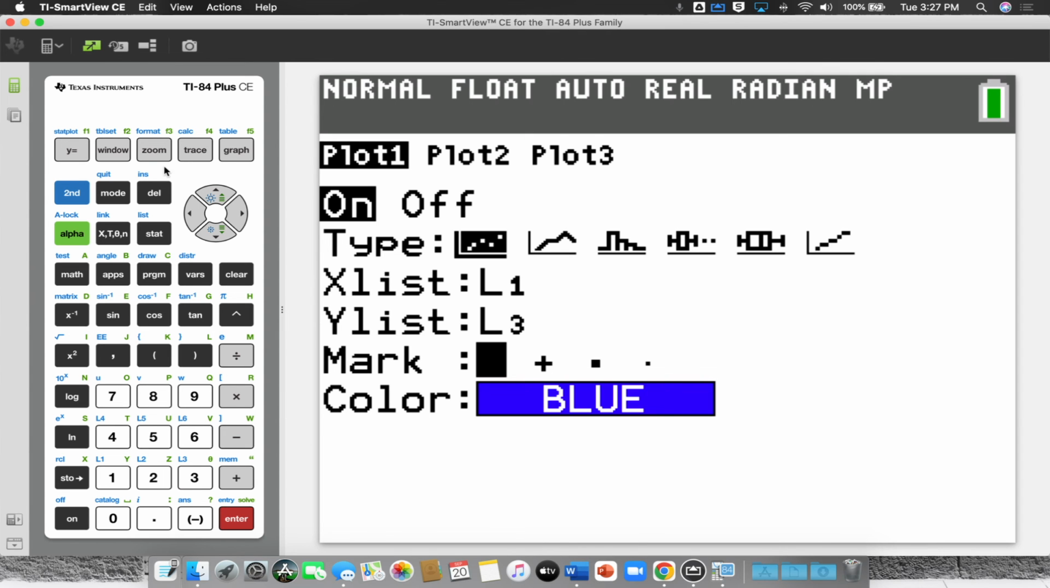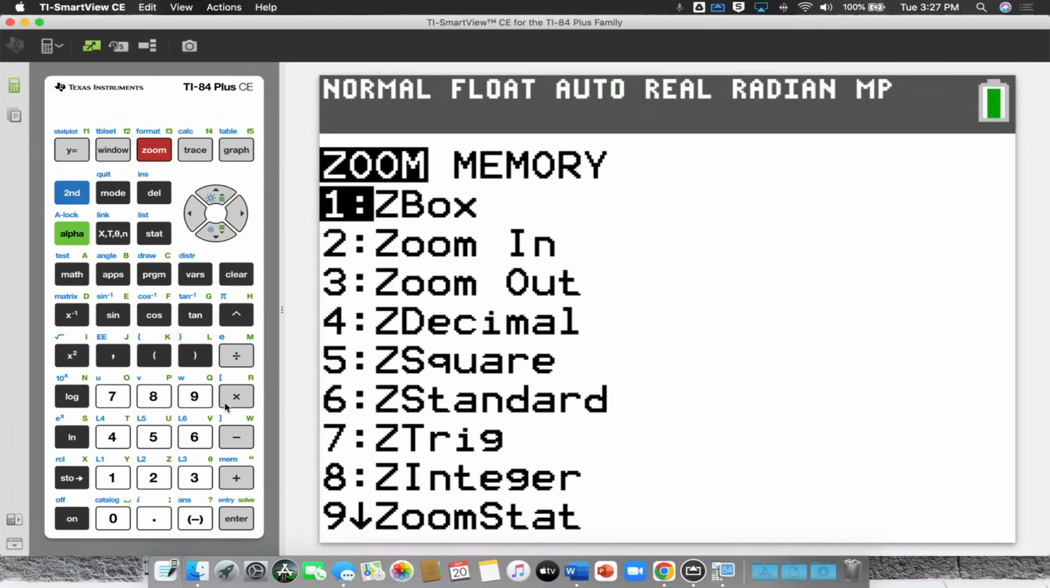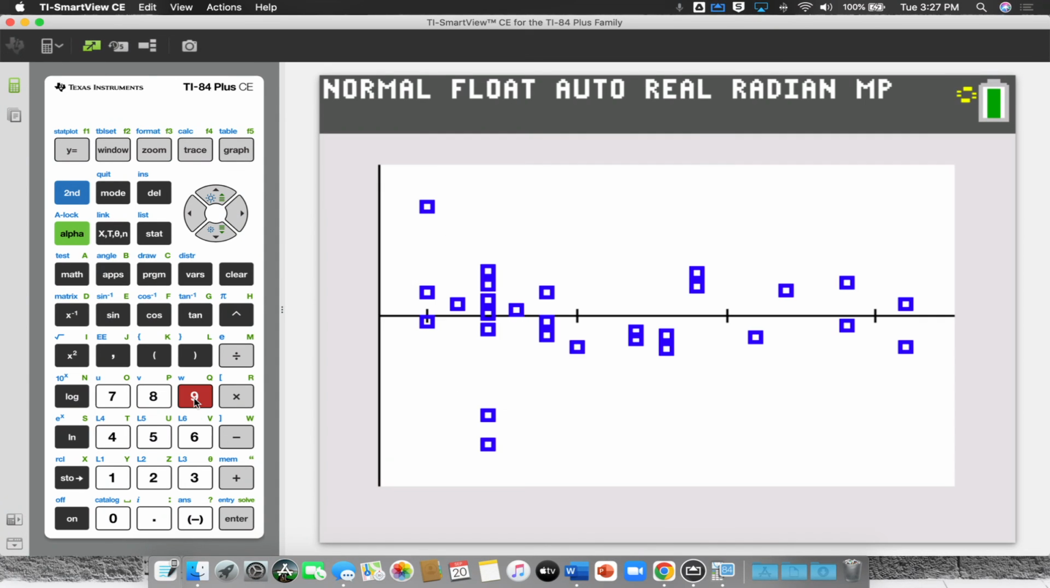Now go to Zoom Stats. There you go. That's your residuals. That's called the residual plot. It's all of the residuals. Everything above the x-axis has a positive residual. Everything below the x-axis has a negative residual. Okay, so I'm going to draw that on my graph, as best I can, just to give a good picture.